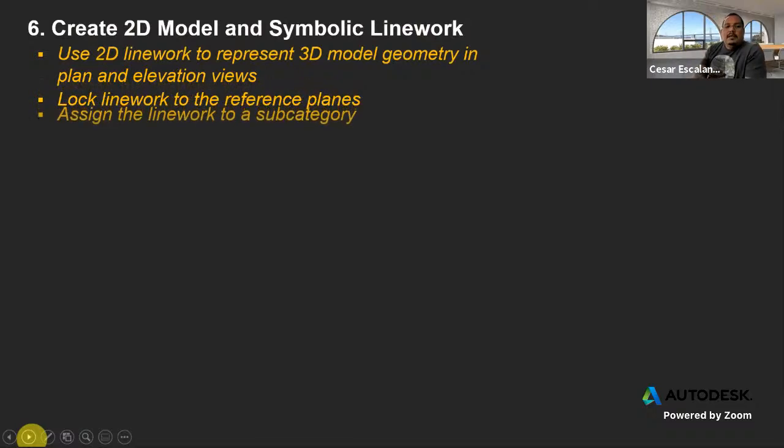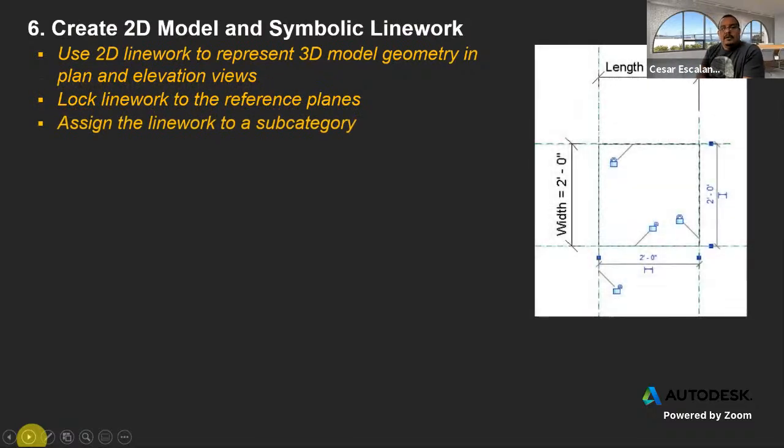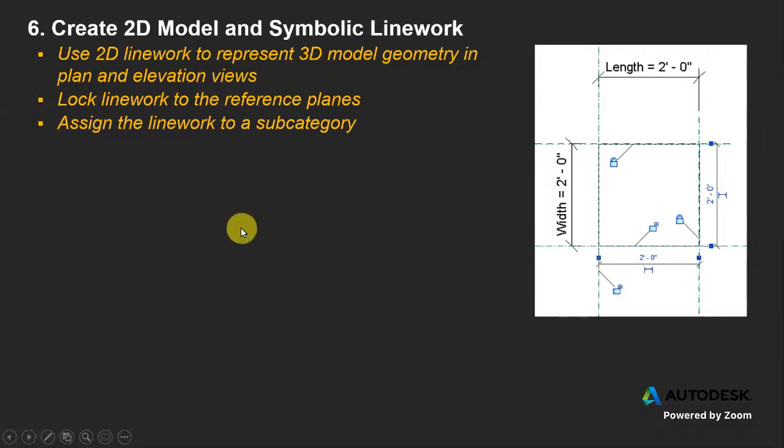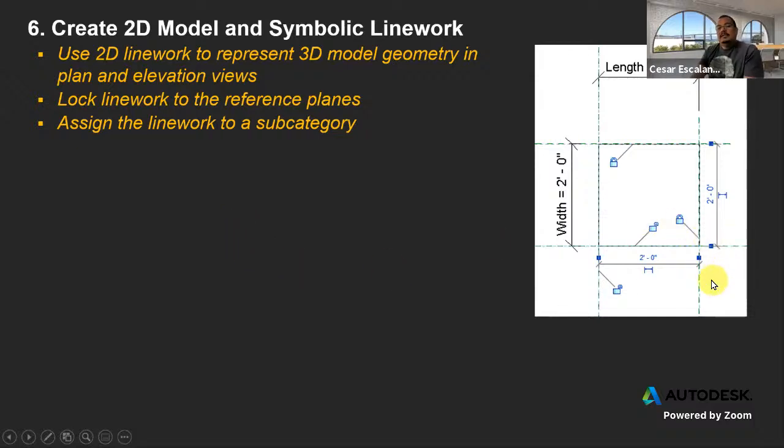We enhance the family with 2-dimensional or symbolic line work. Symbolic line work is a way to enhance the representation of a family in projection views. They assign a type of line work, and it's usually connected to a subcategory. You can lock the symbolic lines to reference planes so that when the family is flexed, the symbolic lines also change.